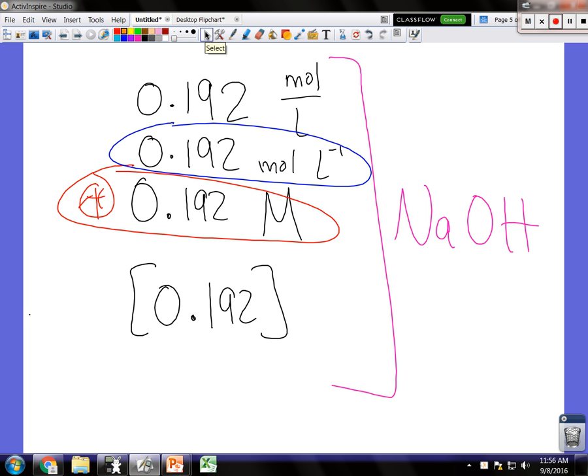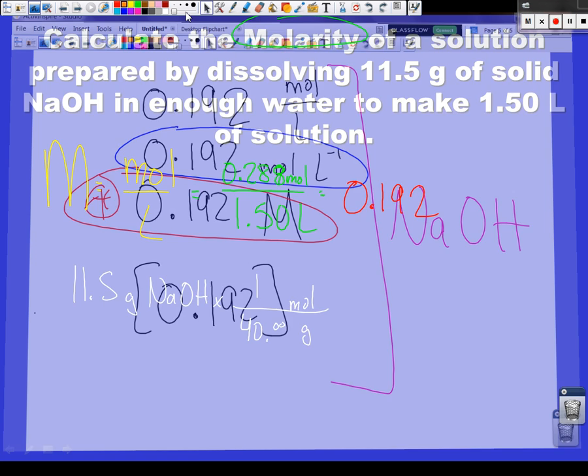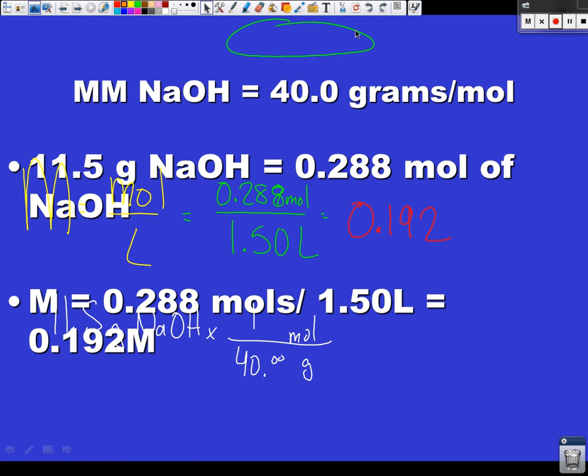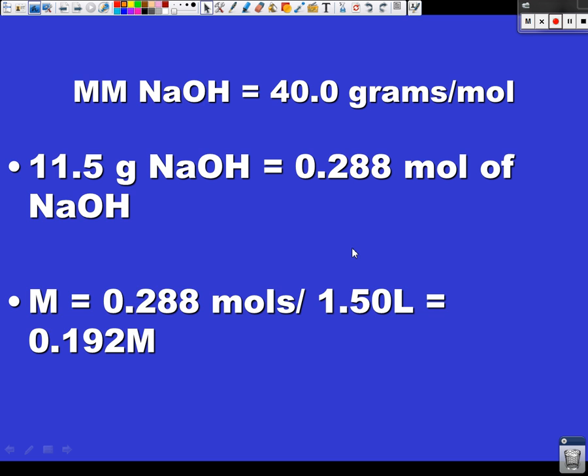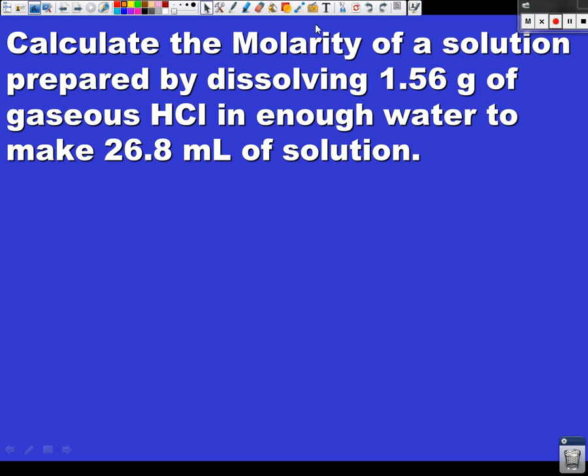No, strong means 100% dissociation. Yes, sir. Yeah. Yeah. Exactly. That's one of the reasons why they're 100% dissociation.